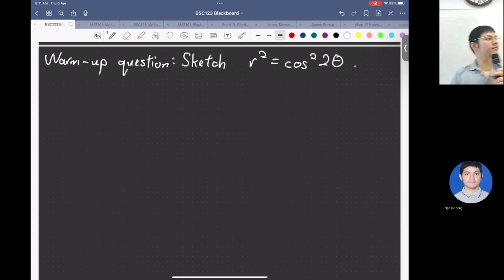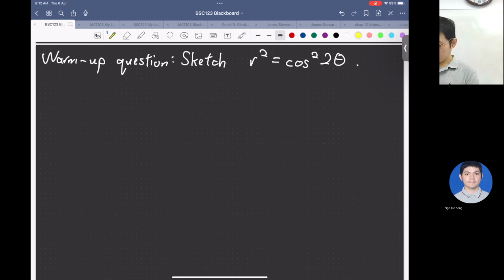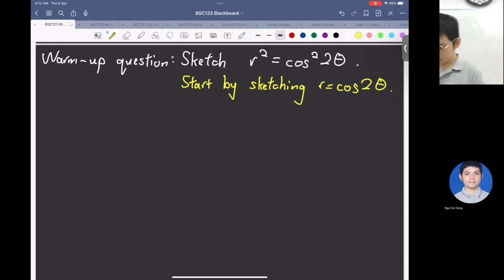I sketch this graph here. I suggest you start by sketching r equals cos 2 theta. So, does anyone have any idea how to start? Probably one of the new skills you learn in this class is sketching polar graphs. So make sure you know how to sketch polar graphs.